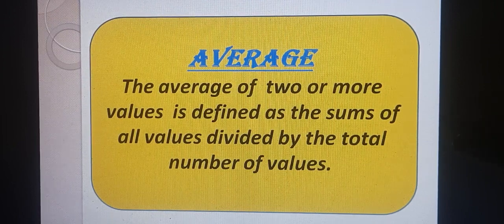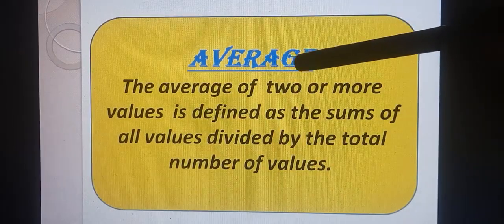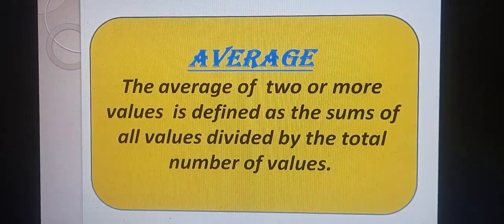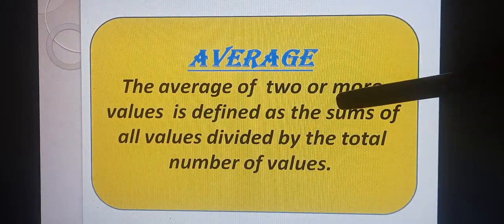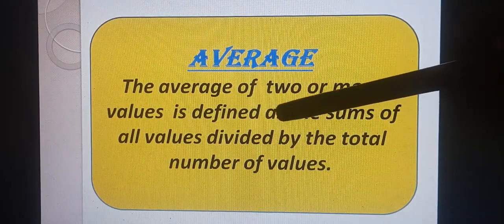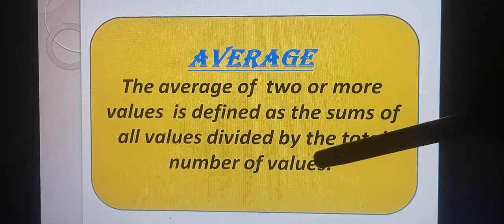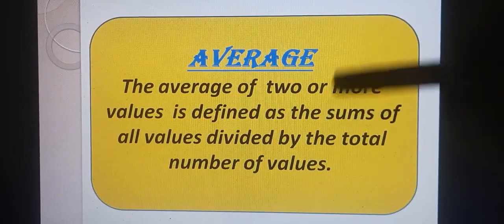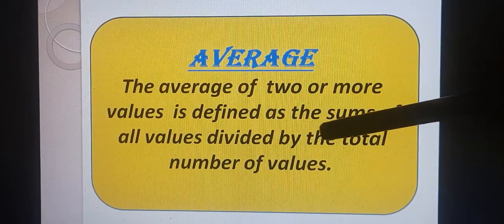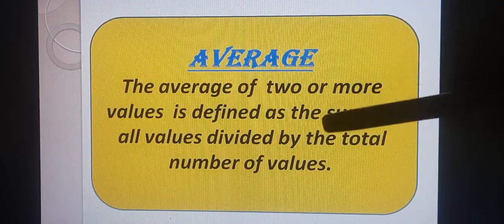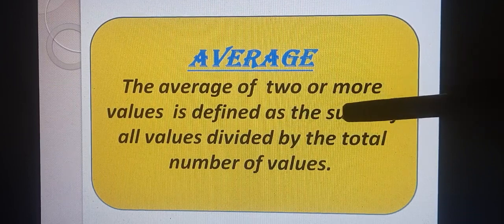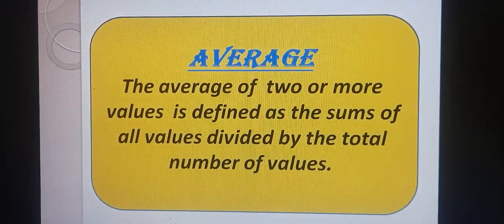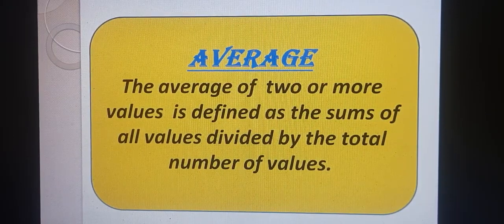Let me explain this with a small example. Like you have to find out the average of two numbers 4 and 5. Then this definition is telling us we have to find out first sum of the values. That is 4 plus 5, 9. Divided by total number of values. Total values are 2, 4, 5. 2 values are there. So 9 divided by 2 will give us the average. And 9 divided by 2 will give us the answer 4.5. So average of 4 and 5 is 4.5. Understood?